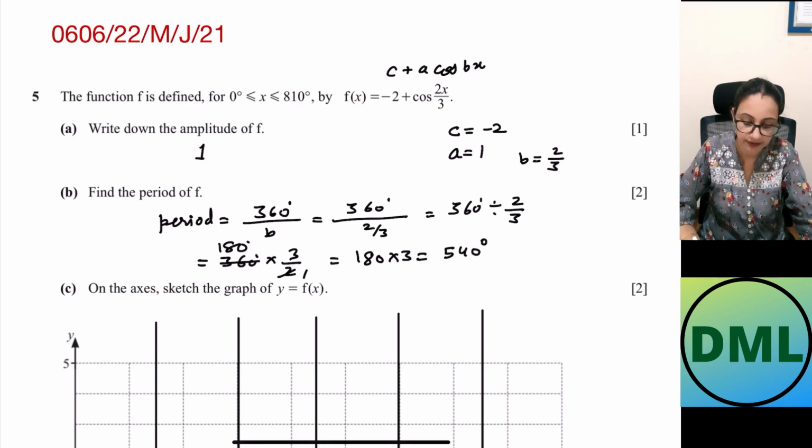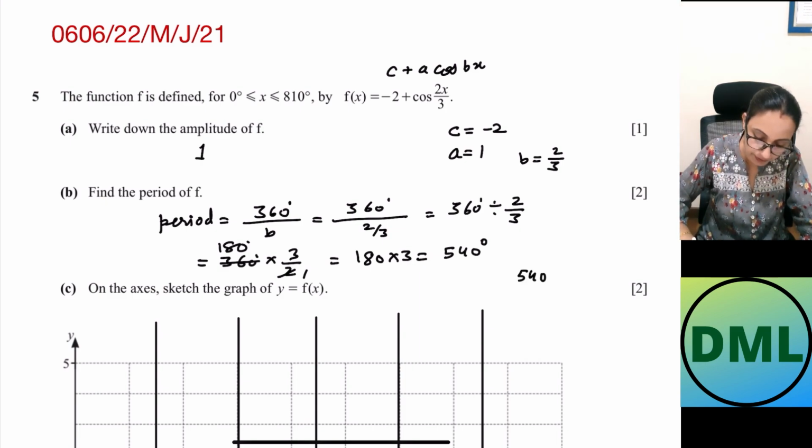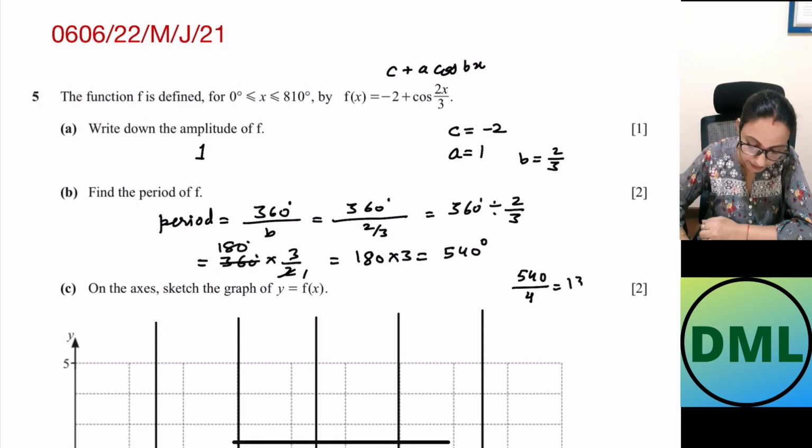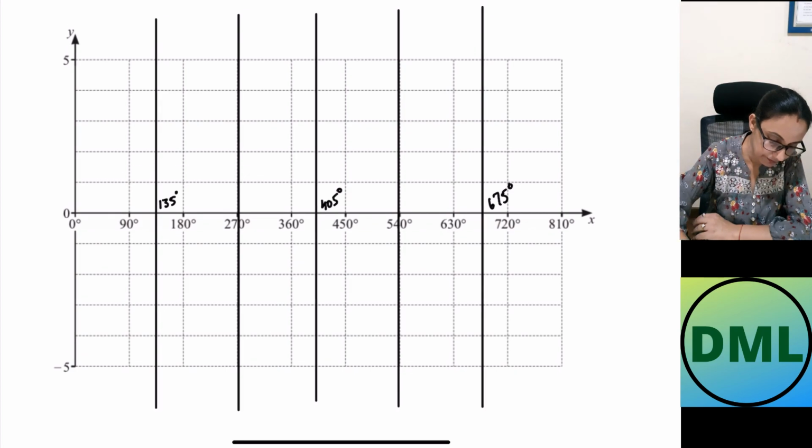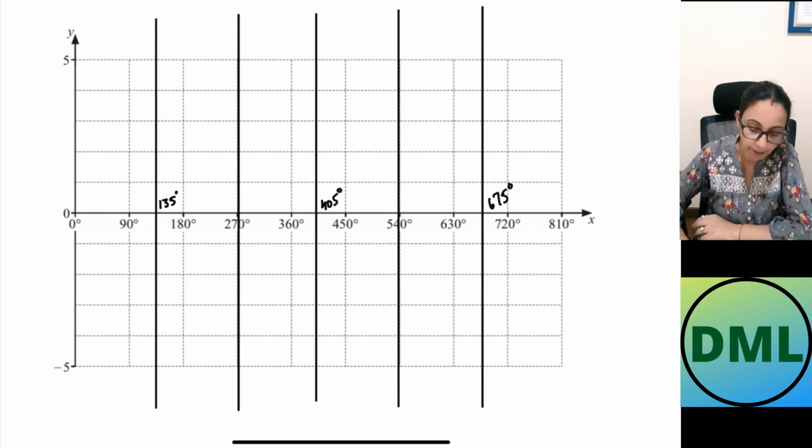If the period is 540 degrees, that means if I have to draw this graph, this 540 degrees has to be divided into 4 equal parts. Let's divide it. 540 degrees divided by 4 will be equal to 135 degrees. So let's see the graph first here. They have given us this graph. My one cycle completes in 540 degrees, so 540 degrees has to be divided into 4 equal parts.